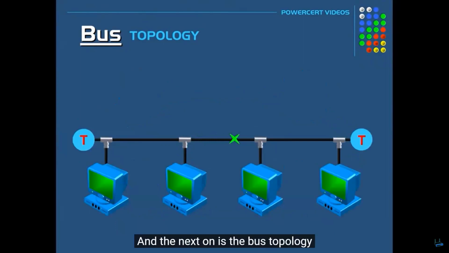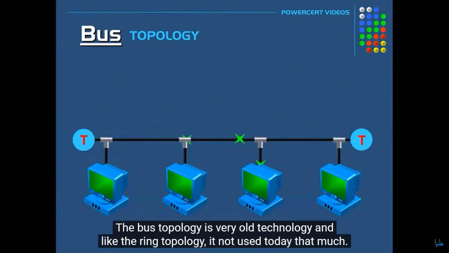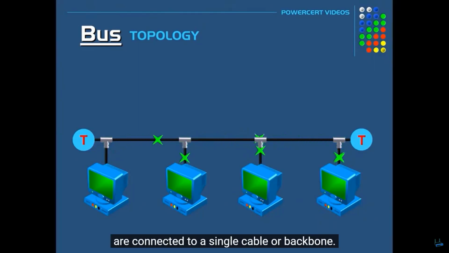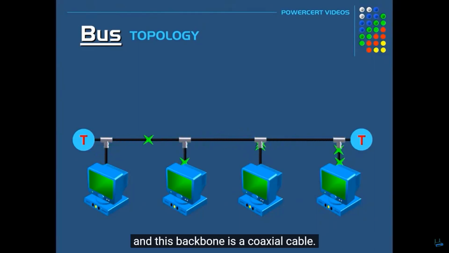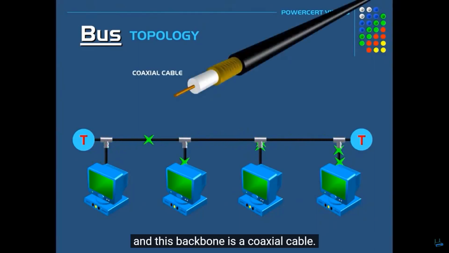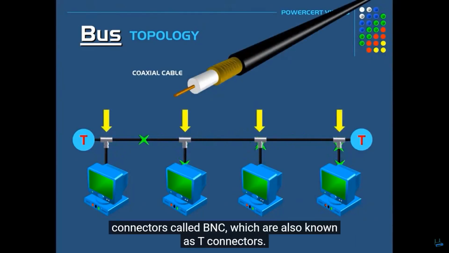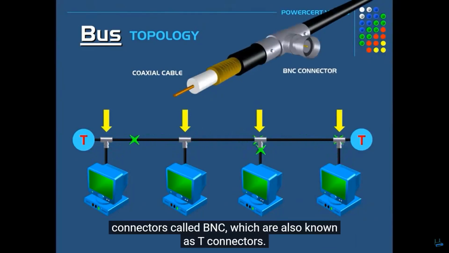And the next one is the bus topology. The bus topology is very old technology and, like the ring topology, it's not used today that much. This is the kind of network setup where each of the computers and network devices are connected to a single cable or backbone. And this backbone is a coaxial cable. The computers connect to this cable using special connectors called BNC, which are also known as T connectors.